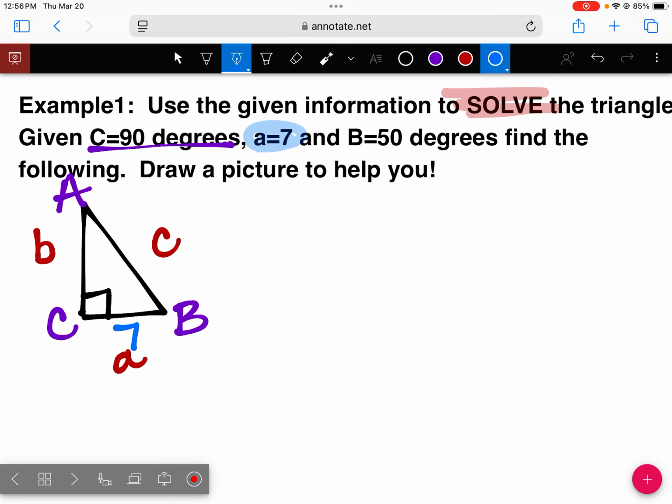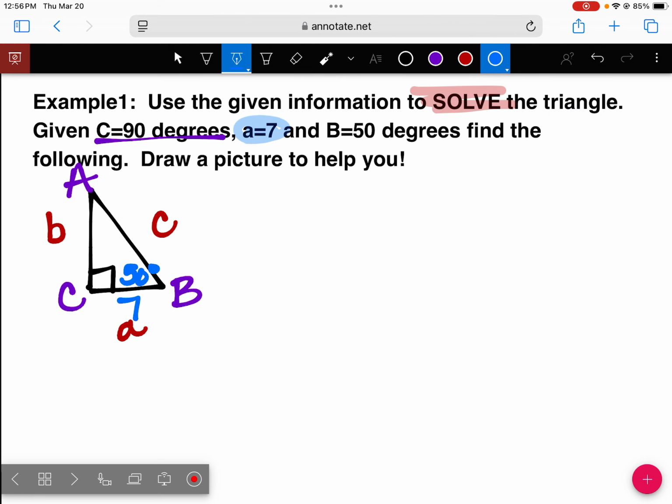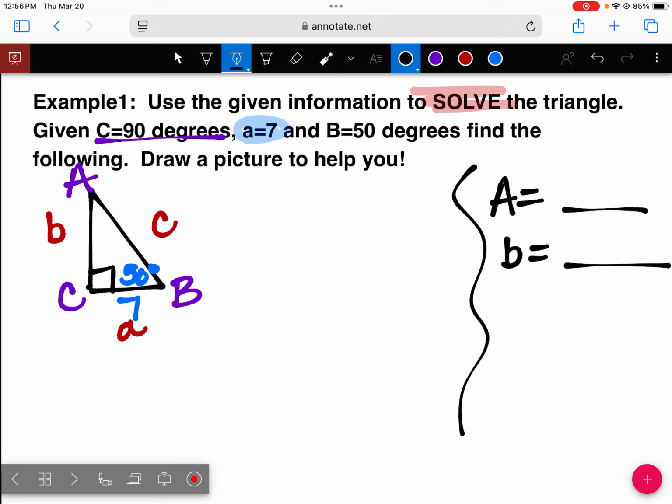It also told us that angle B is 50. Let's put a 50 right here. So we need to figure out what we don't know. What we don't know is the measure of angle A. We also don't know the length of side b, and we also don't know the length of side c.